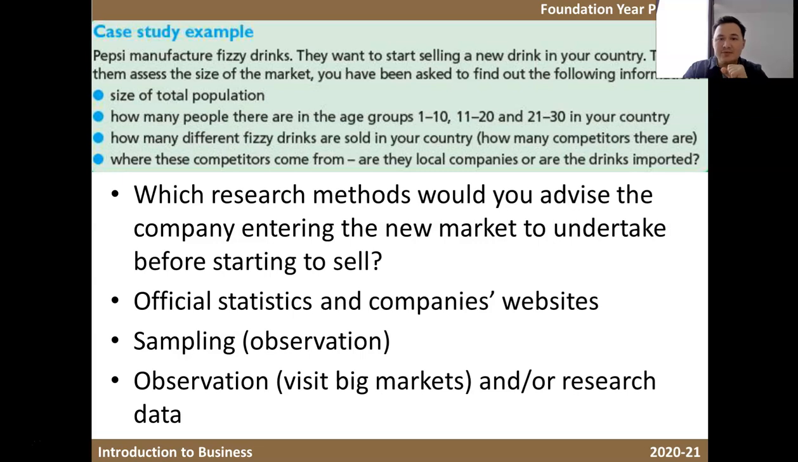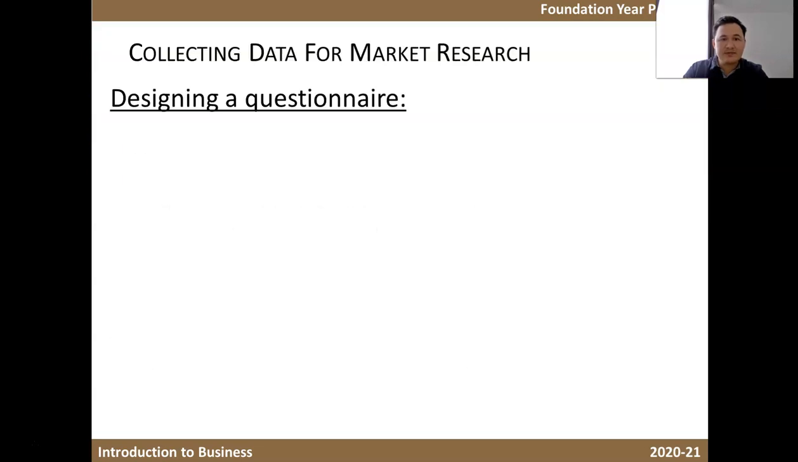Yeah, well, obviously there are different ways of doing that as well, and you're going to have a field exercise on that. So you will have a chance to exercise that particular thing, sampling and observation. Now, collecting data from market research, designing a questionnaire. Let's take a look at how we conduct the survey. How do we create the questions that are relevant, and what are the criteria to compile and create a good questionnaire? So the first question is, you need to understand what exactly you're trying to figure out, what exactly you're trying to find out.